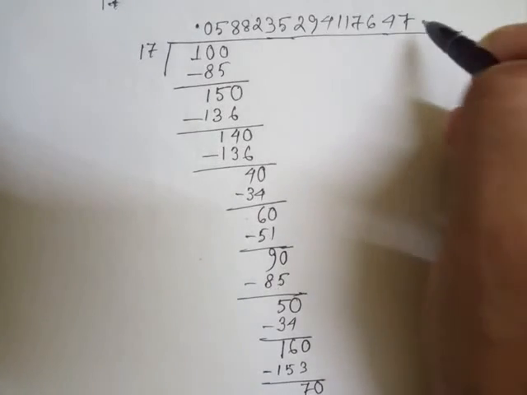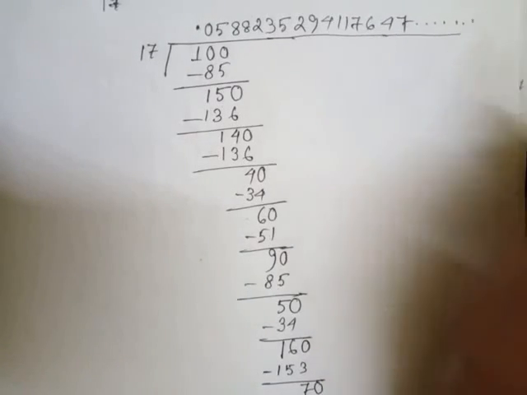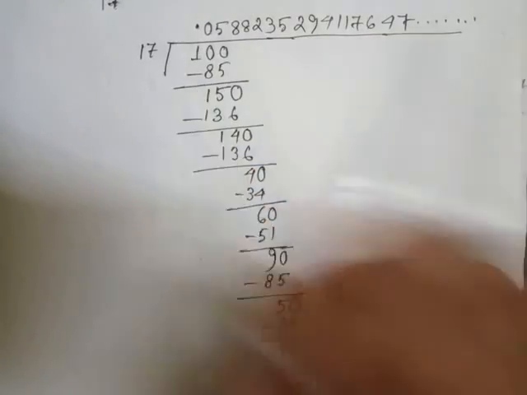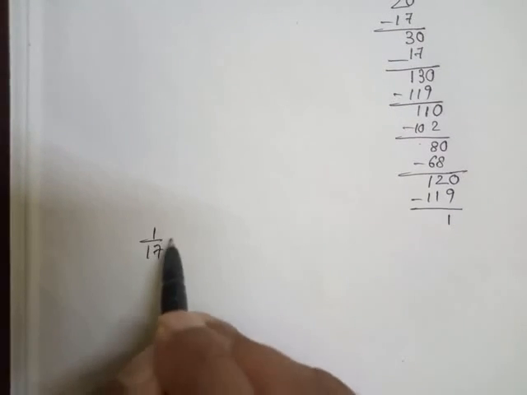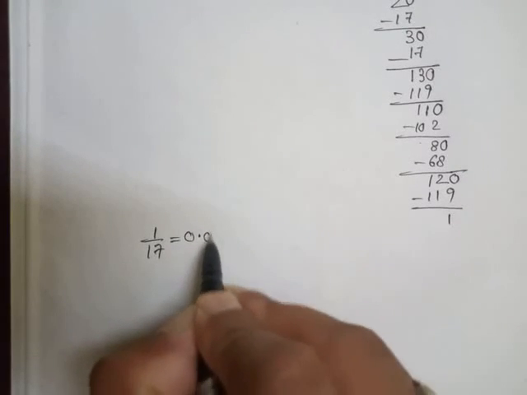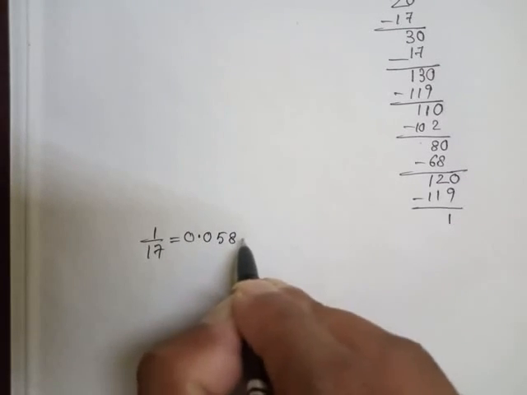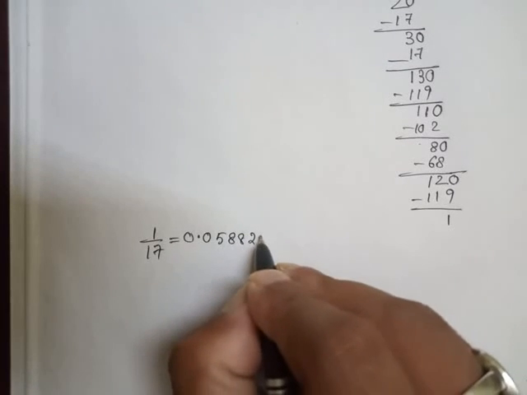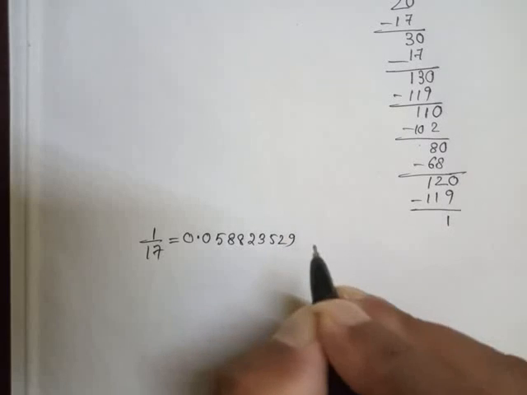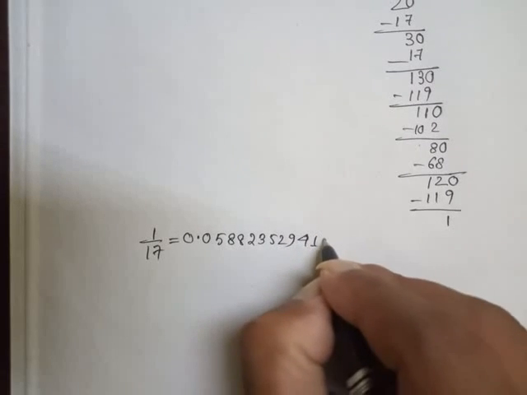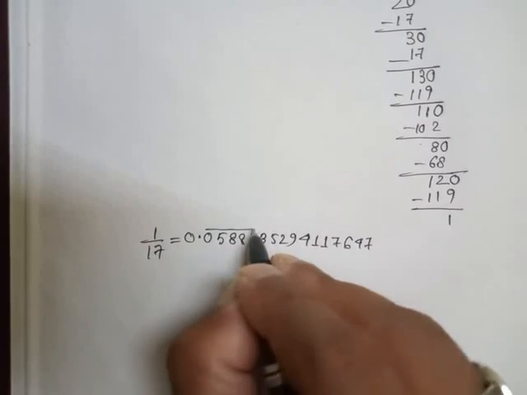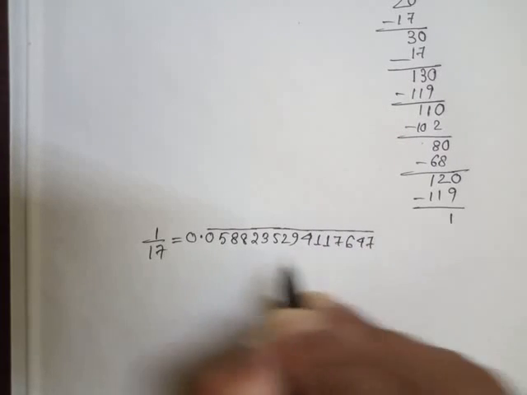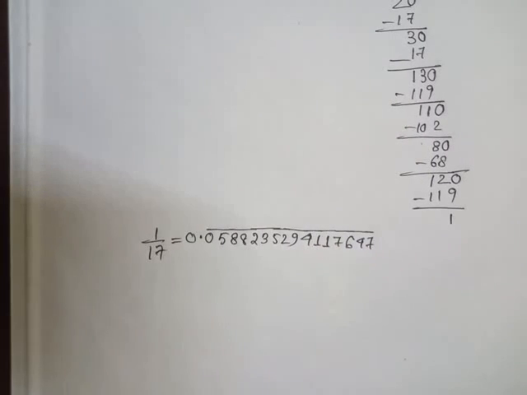So after that, here I will write dots, because after that it will start again from the beginning. So basically here I will say that 1 by 17 equals 0.0588239411767, and the whole thing will be under the bar, which means after that this value will repeat again. This is the answer of question number 5.